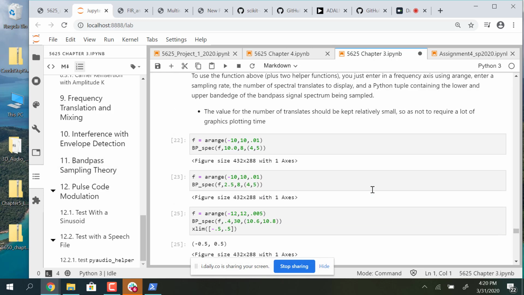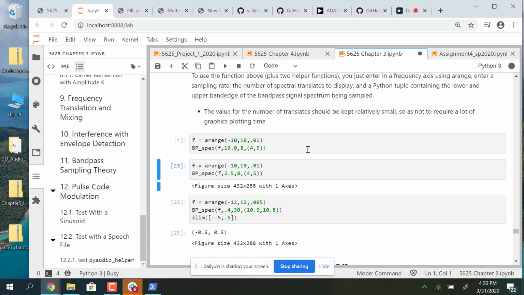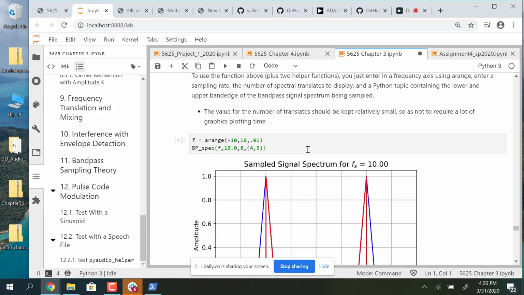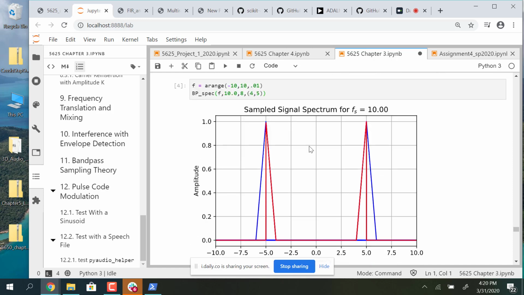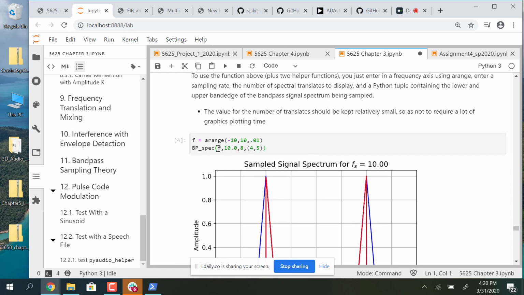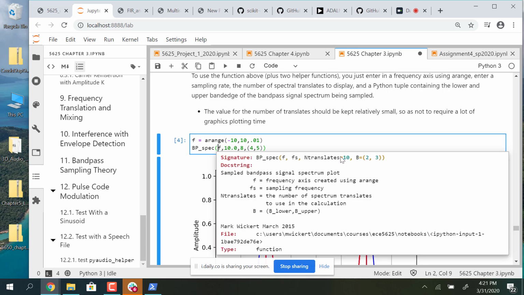So once that function is run, then you can run an example here, and you can get a spectrum plot with undersampling. Here I'm not really undersampling at all, but what you can do is you can choose to undersample. So right here, what I'm saying with this function is the number of translates that you want to display, but then you get to put in the range that you want to plot over, the sampling rate, and then this is how your bandpass signal is defined. It runs from 2 to 3.